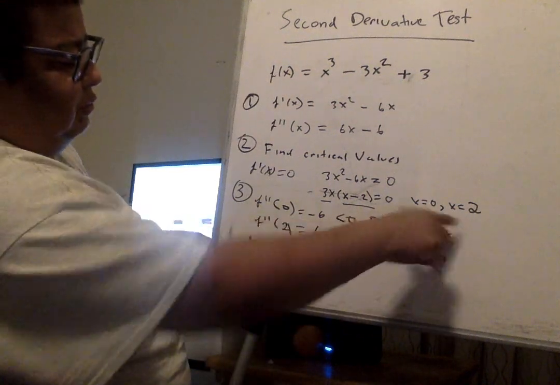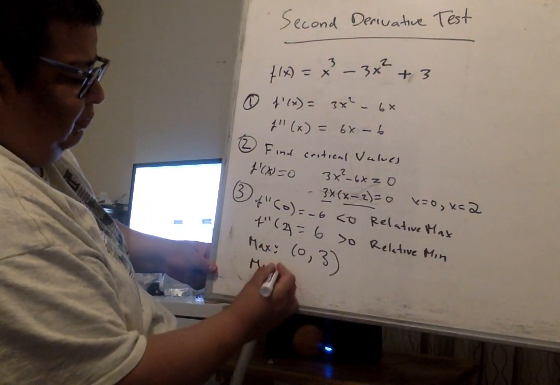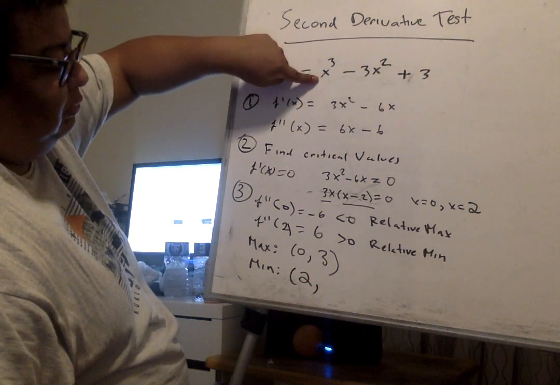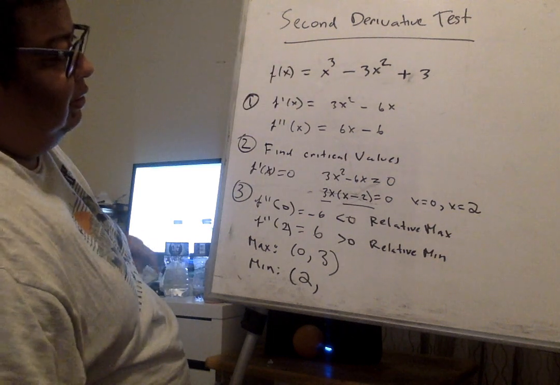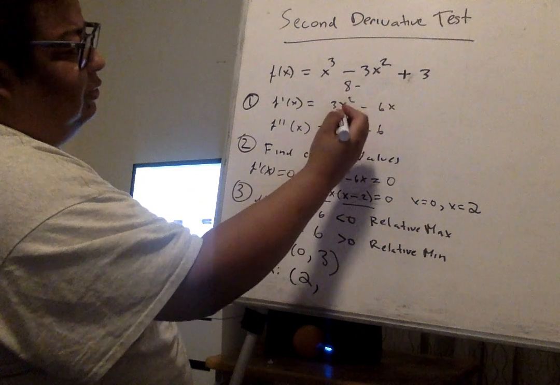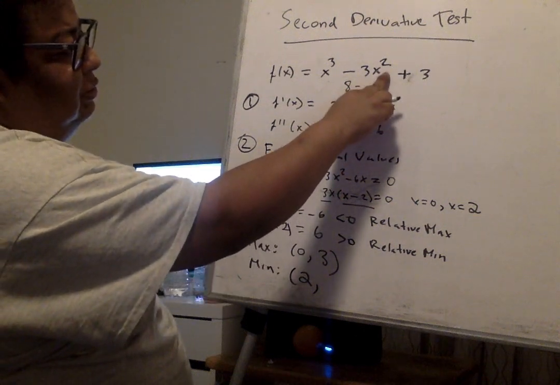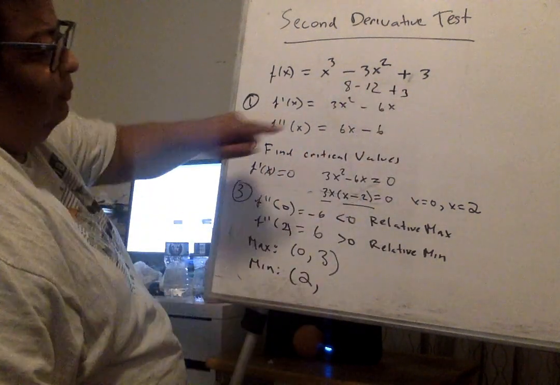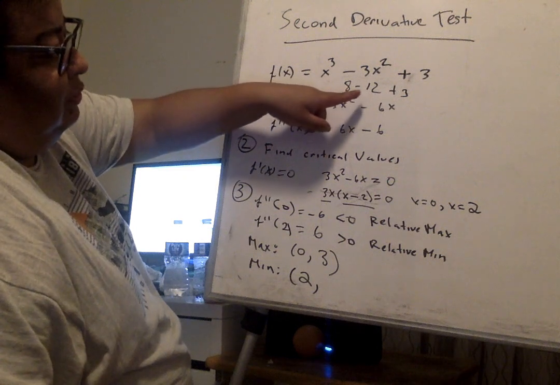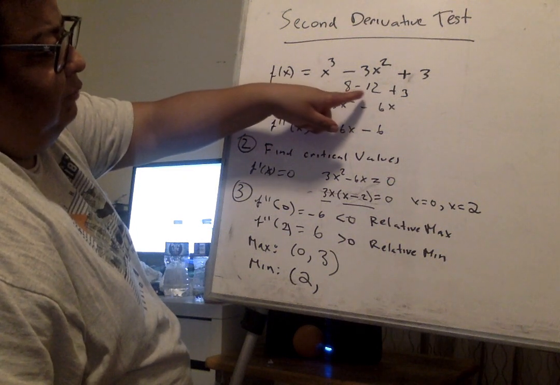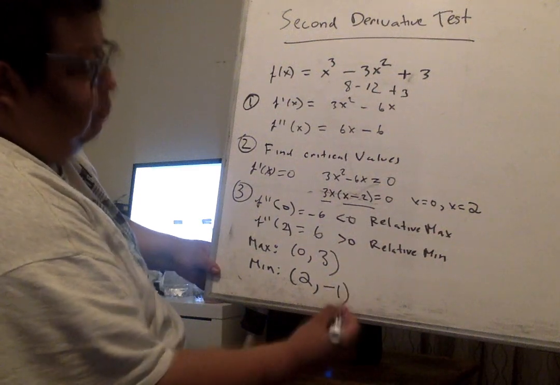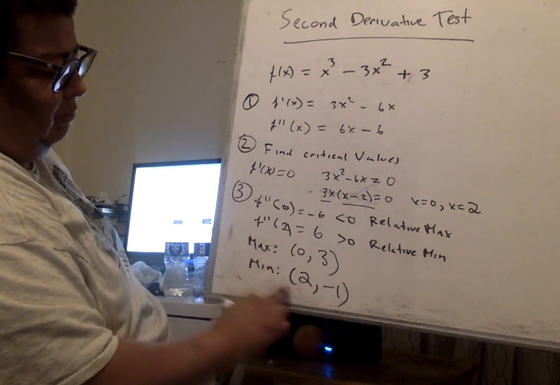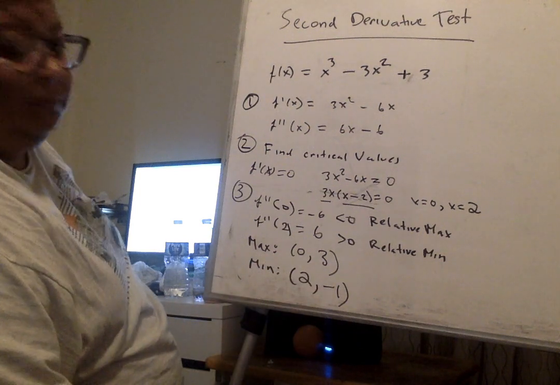Okay, and then if we plug in 2, which is the minimum, it's gonna give us 2 cubed, that's 8, minus 2 squared, it's 4 times 3, 12, plus 3. So that's gonna give 8 minus 12, that's negative 4 plus 3, that's negative 1. So the max is 0 comma 3 and the minimum is 2 comma negative 1. Thank you very much, students.